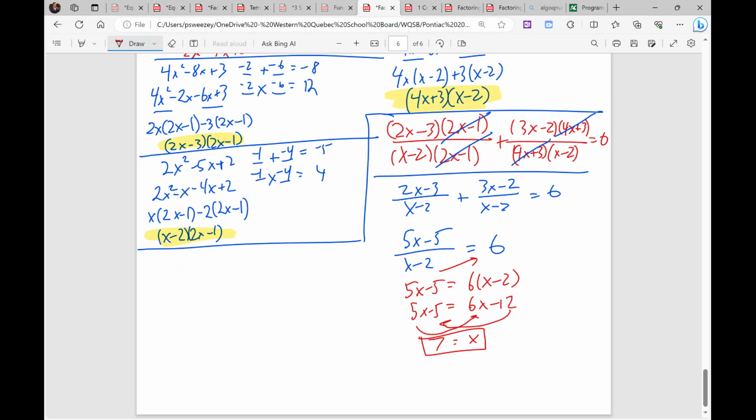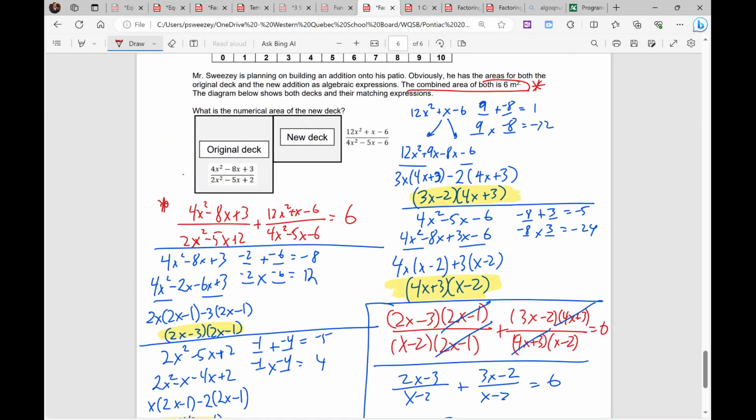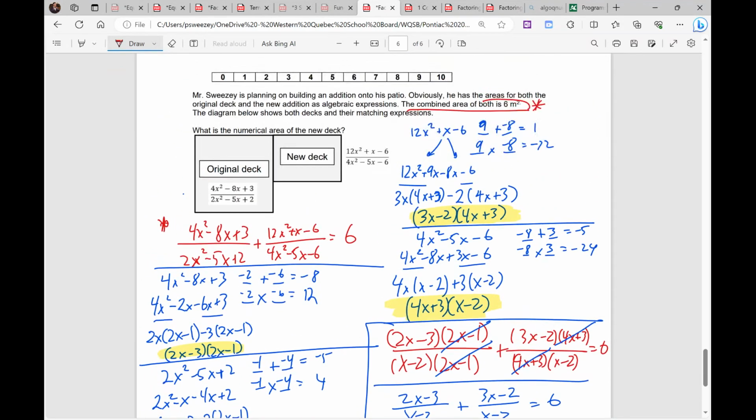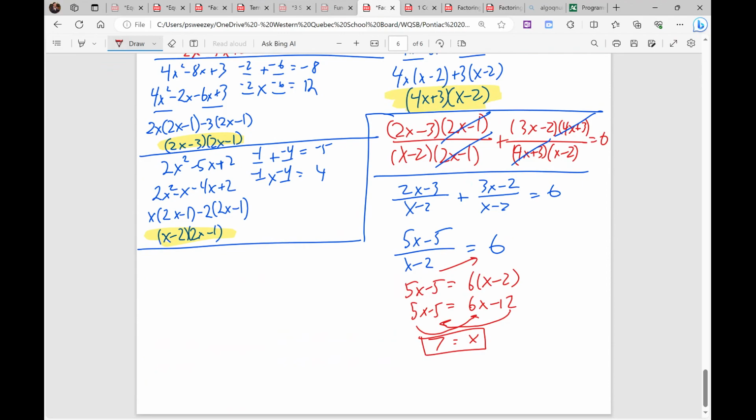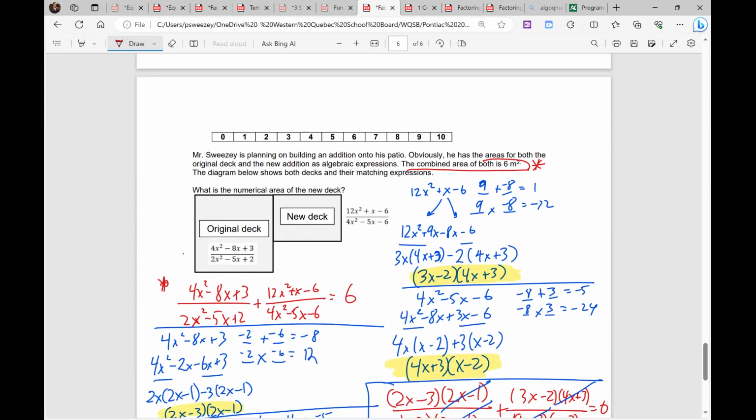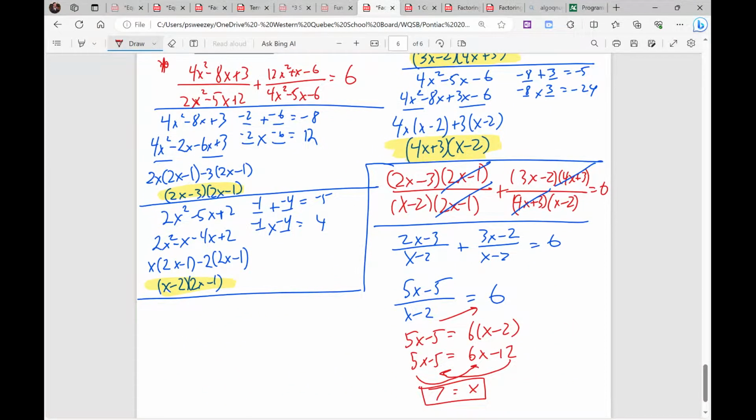I will point out as well that on other versions of this, factor, simplify, combine, set to 0, you may still have to do factoring of a trinomial at this point. But this one's a little bit easier, right? They're all a little different, but I'm hoping you can get down to at least this step and then utilize that x. Now I have a value for x, which I can plug into an easier simplified version so I can find the numerical area of the new deck.